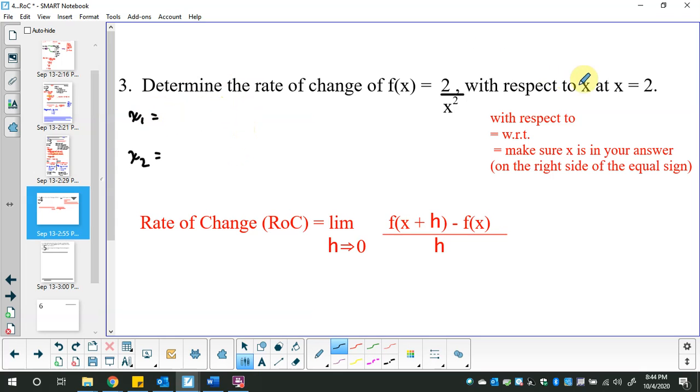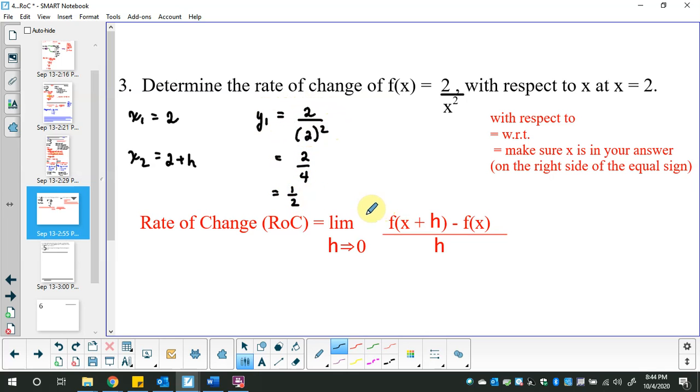So x1 is the x value I give you, so thankfully there is one. And x2 will be 2 plus h. y1 will be taking 2 over x squared, and instead of x squared, it'll be 2 squared. So that's 2 over 4, so that's 1/2.